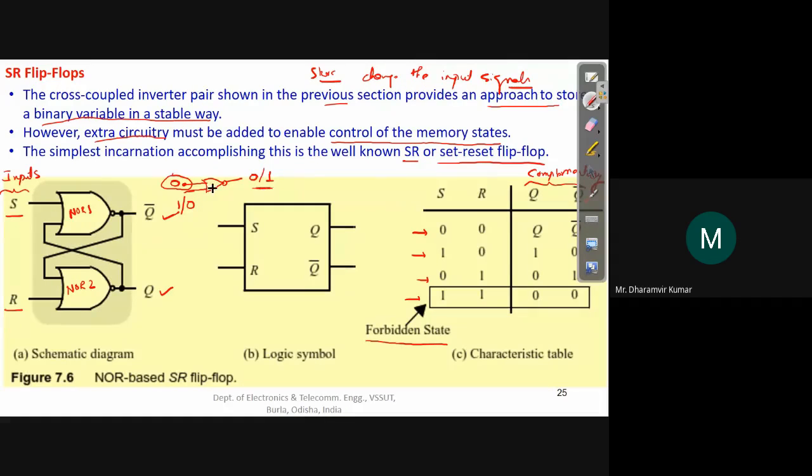So basically, because we needed an inverter, and an inverter could not have more than one input signal, NOR gates and NAND gates are suitable candidates which can be used to create a simple flip flop. So this is basically a NOR based SR flip flop.